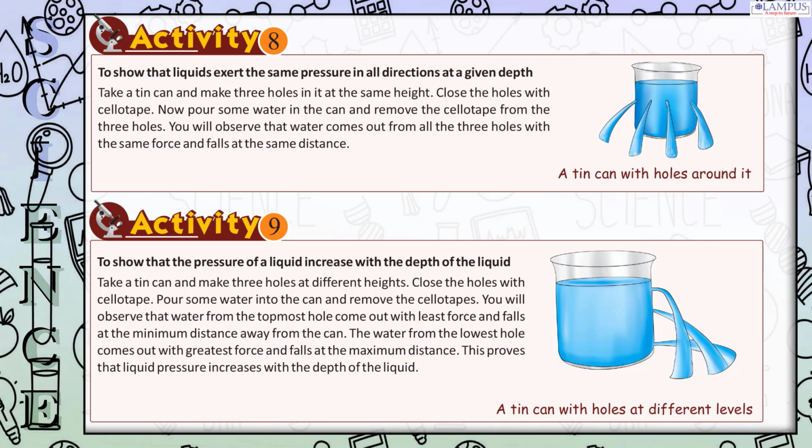Activity 8. To show that liquids exert the same pressure in all directions at a given depth. Take a tin can and make 3 holes in it at the same height. Close the holes with cello tape. Now pour some water in the can and remove the cello tape from the 3 holes. You will observe that water comes out from all the 3 holes with the same force and falls at the same distance. A tin can with holes around it.